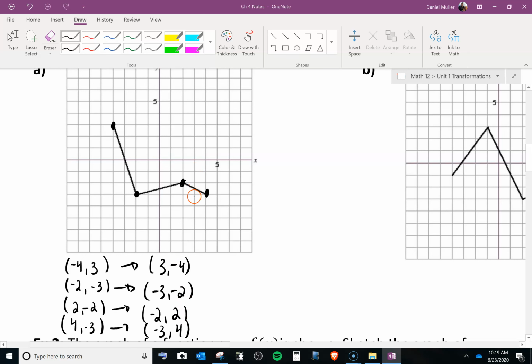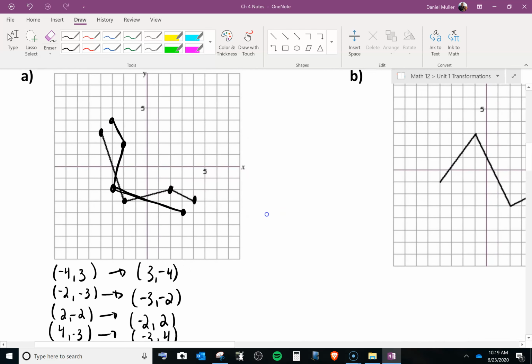So there's 3 and negative 4, and then negative 3 and negative 2. So I'm going to connect those. And then negative 2 and positive 2. Connect those. And then negative 3, 1, 2, 3, and 4. Connect this. So this drawing is the inverse. It will undo what the other drawing did.